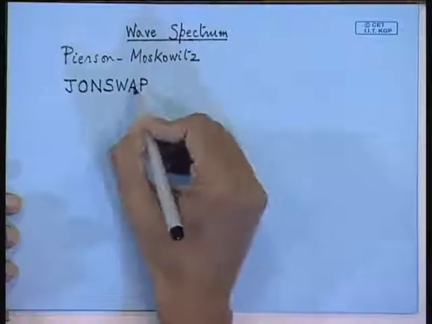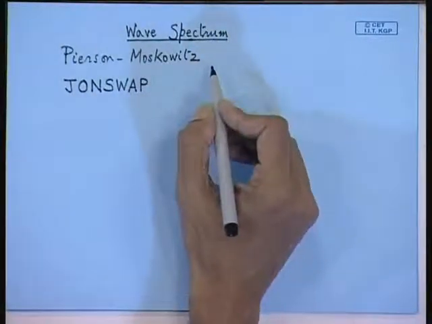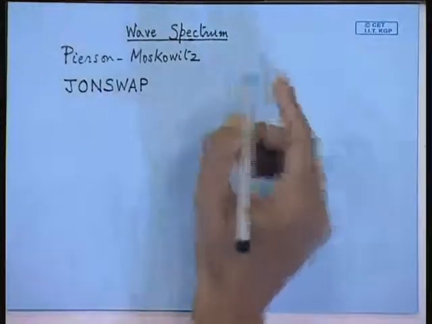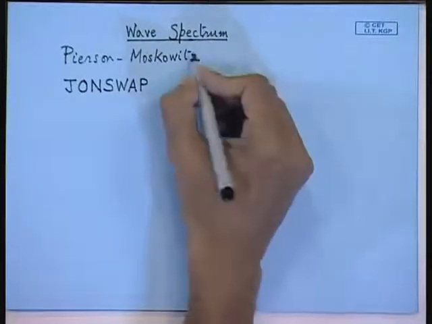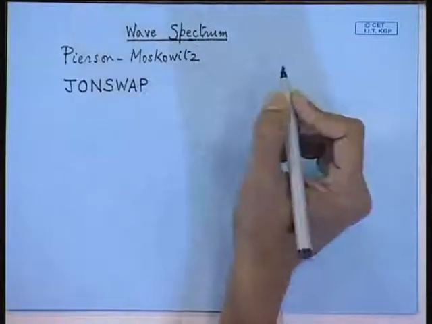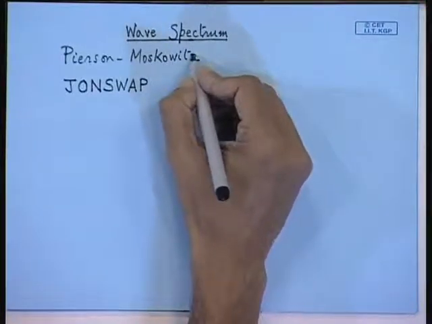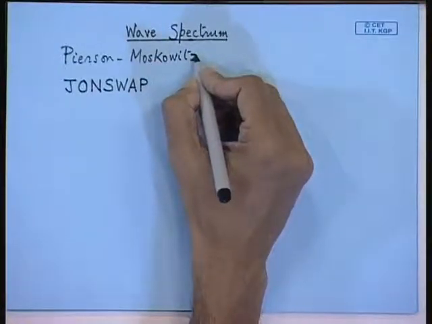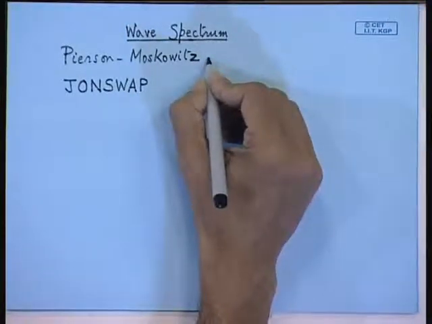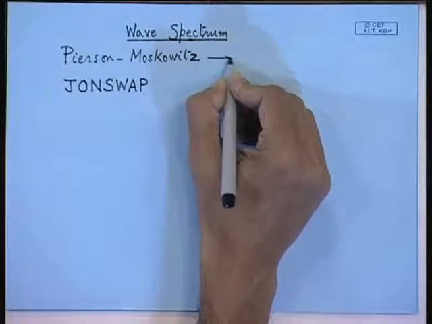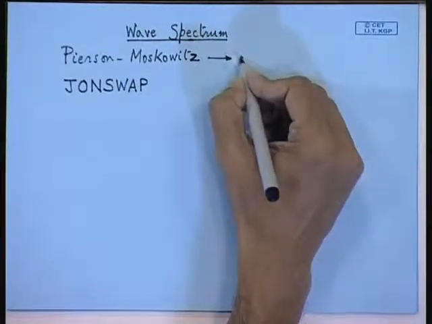Now, JONSWAP is actually an extension of your Pierson-Moskowitz. You see in the Pierson-Moskowitz, I have added one more term, then you will get JONSWAP. But where you are going to apply Pierson-Moskowitz and where you are going to apply JONSWAP is very important if you want to do structural analysis. Pierson-Moskowitz is normally applied in deep water. So, this is actually a deep water spectra.